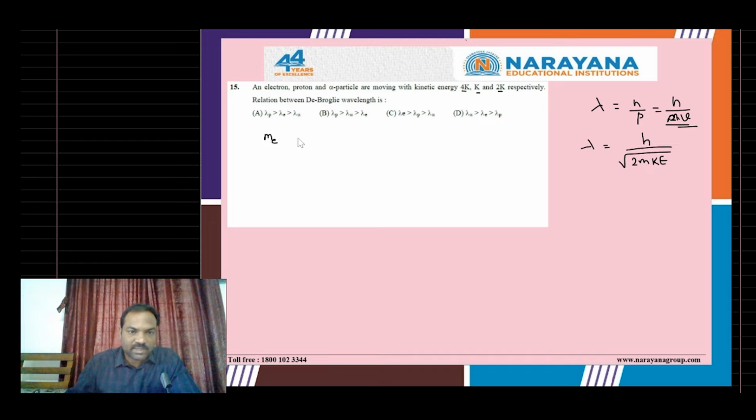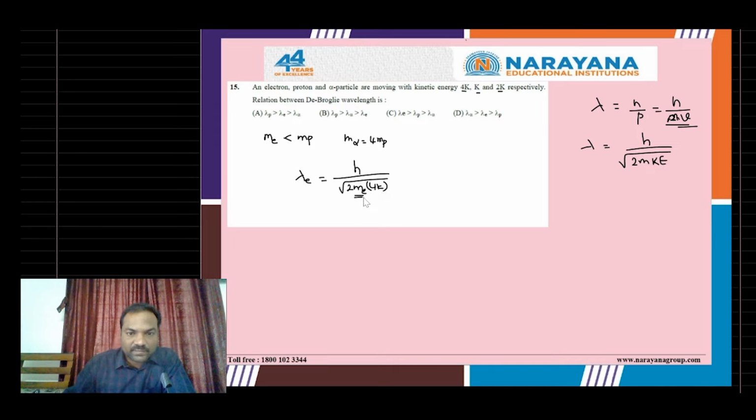So we can say that the mass of an electron is very far less than the mass of a proton, and the mass of an alpha particle is nearly 4 times the mass of a proton. Actually this is not exact, but nearly we take it. This is just for comparison, so that's why I'm able to take it this way. So I can write lambda of electron as h by root of 2 times mass of electron into kinetic energy, 4 times k.